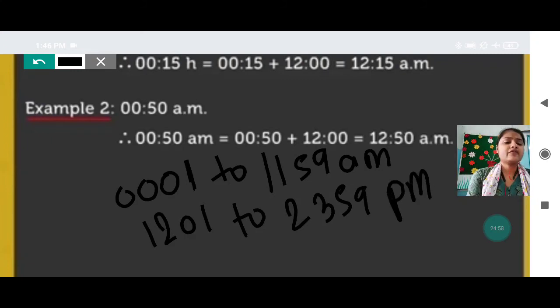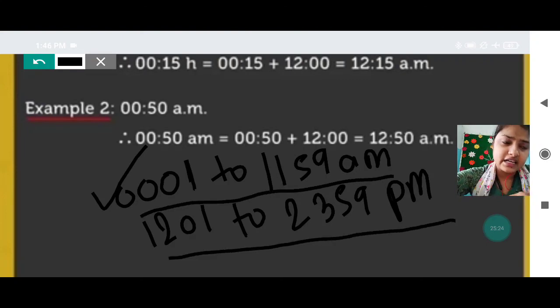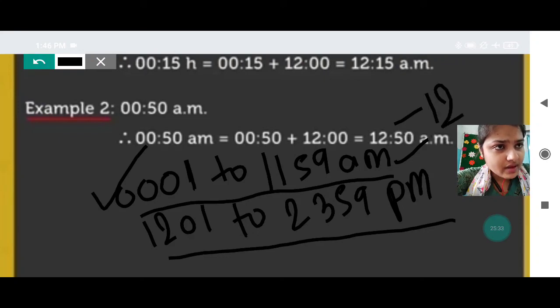So from 0001 to 11:59, you will add 12 to that. If after 12 it is given up to 23:59, then you will subtract 12 from that to convert it into 12-hour clock time. It's very easy. Just keep in your mind that from this time to this time it is considered AM, and from this time to this time it is considered PM. So you add 12 in this case, and subtract 12 in the other.